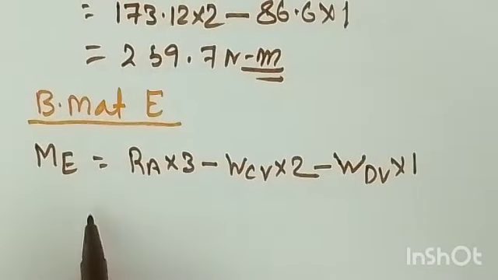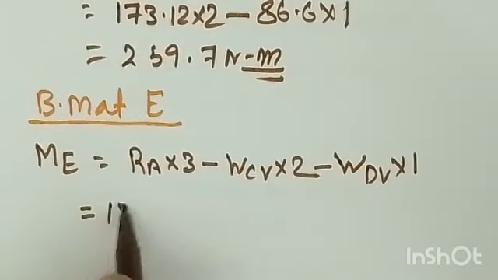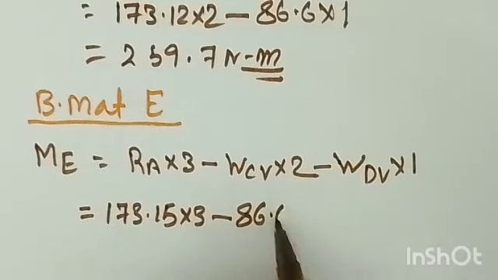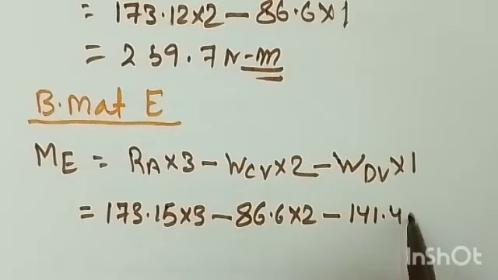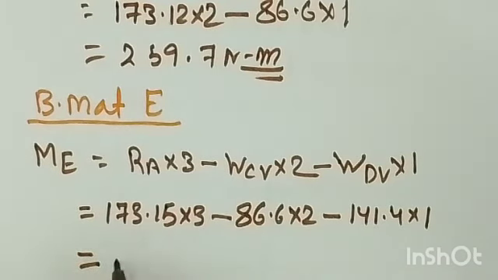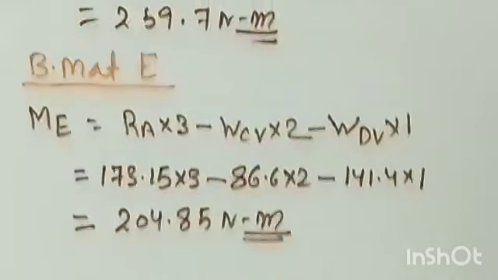So those values you can substitute. RA is 173.15 into 3 minus the vertical component at C, 86.6 into 2, minus the vertical component at D, 141.4 into 1. So we'll get these values. How much? It will be 204.85 Newton meter, right? So bending moment at E we got.